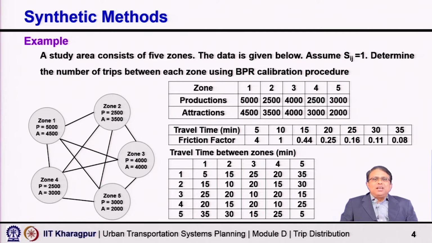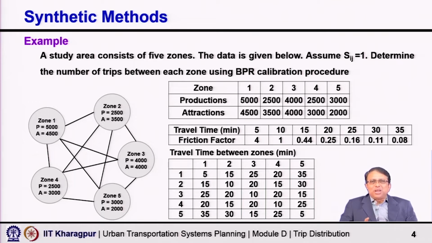And let us say there are 5 zones, zone 1, 2, 3, 4, 5, and the productions are given, for example, 5000, 2500 in zone 2, 4000, zone 4 2500, zone 5 3000. Similarly, the attractions for all these 5 zones are also given: 4500, 3500, 4000, 3000 and 2000 respectively. Then the travel time matrix; I have adjusted the tables like this.